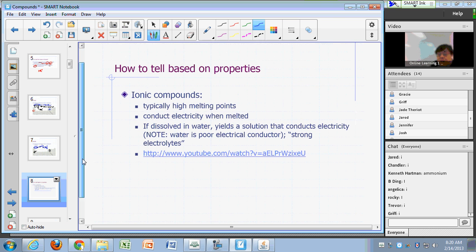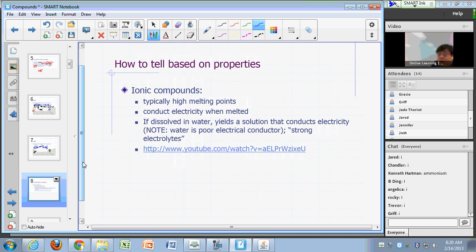Okay, how can you tell if your compound is ionic or molecular just based on properties? Like I said, ionic compounds typically have very high melting points, but molecular compounds can also have high melting points. But if you have something that has a very low melting point, it's a gas or liquid under ordinary conditions, chances are it's not an ionic compound. Okay, so ionic compounds are typically solids at room temperature.